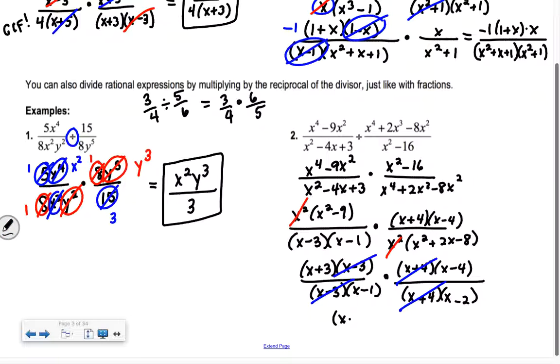So we're going to leave it as x plus 3 times x minus 4 all over x minus 1 times x minus 2. So we just leave it like that. You don't have to multiply it out. Because if you make a mistake, we don't want to make a mistake in foiling it out, right?